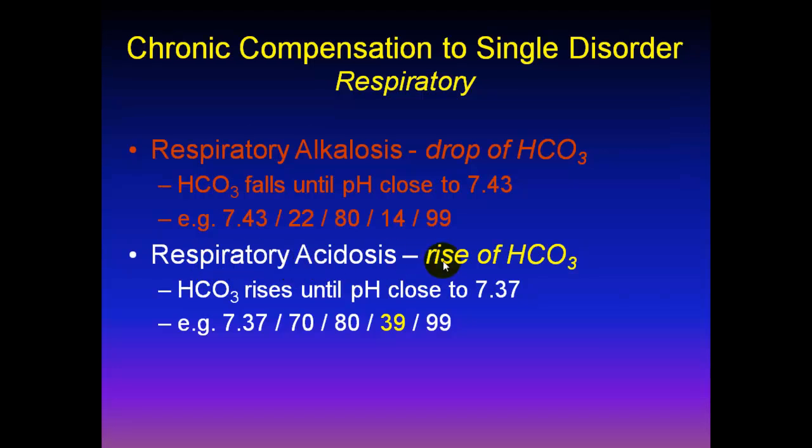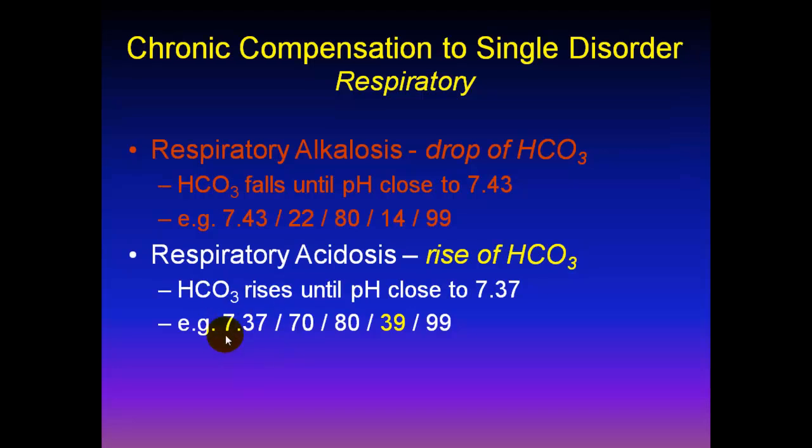The opposite's true for a respiratory acidosis. Chronically, we're going to compensate by raising the bicarb above normal through renal mechanisms until the pH comes up from an acidotic value towards, but not all the way to, normal. 7.37 is a typical value in chronic respiratory acidosis.